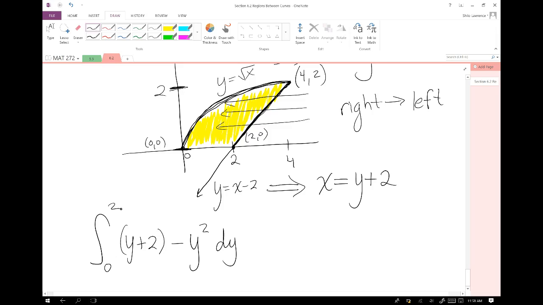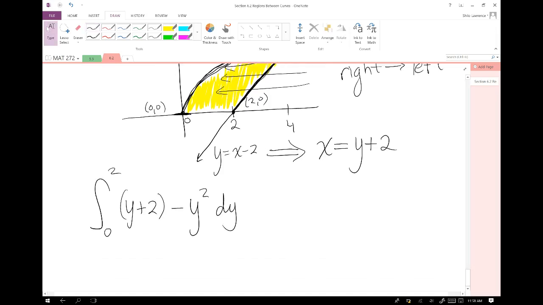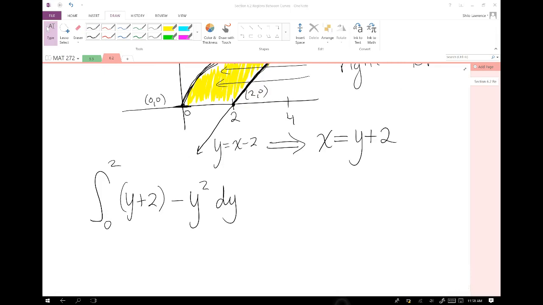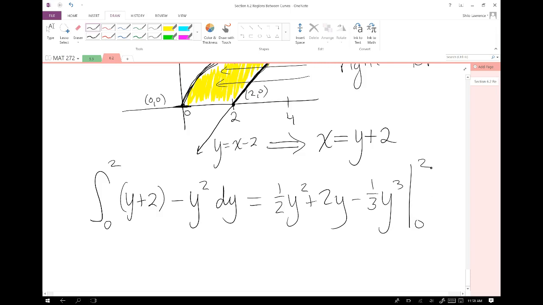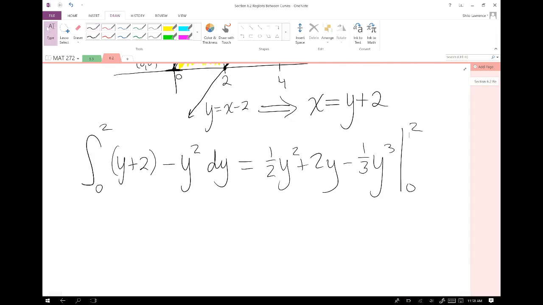Now this one is so much easier to integrate than splitting it into two pieces and dealing with those crazy radicals, square root 8 that we had to change into 2 square root 2. This is going to turn out a lot nicer. So the antiderivative of y is 1/2 y squared. Antiderivative of 2 is 2y. Antiderivative of y squared is 1/3 y cubed. And then we're ready to evaluate.